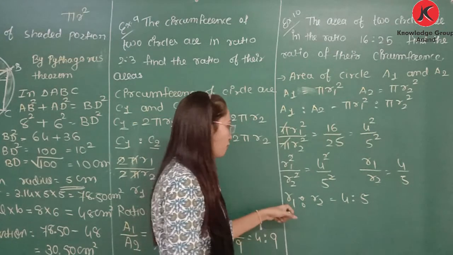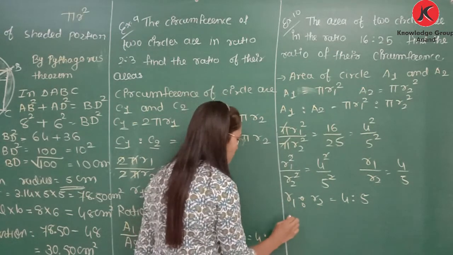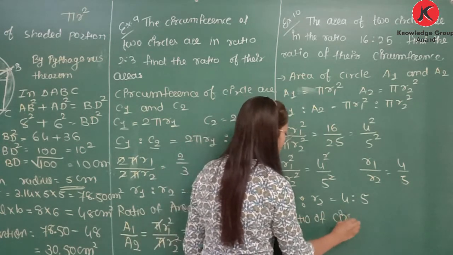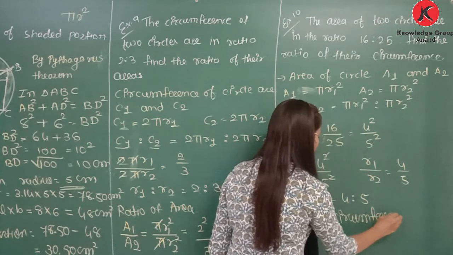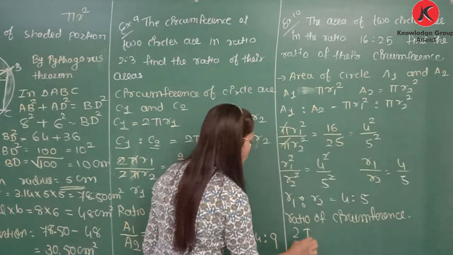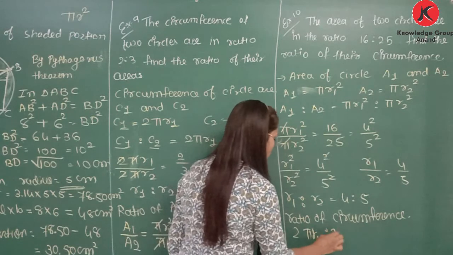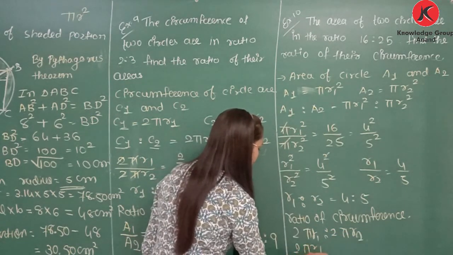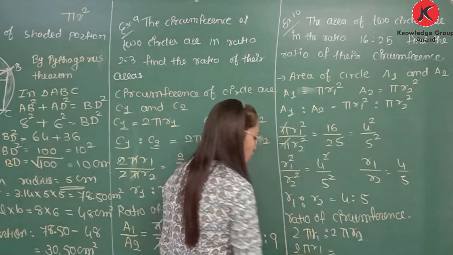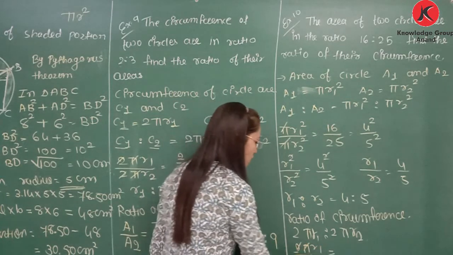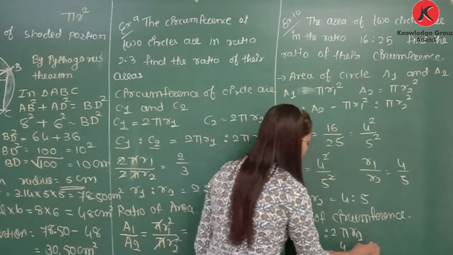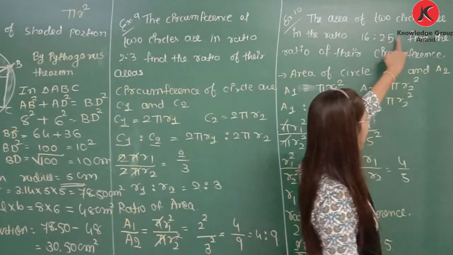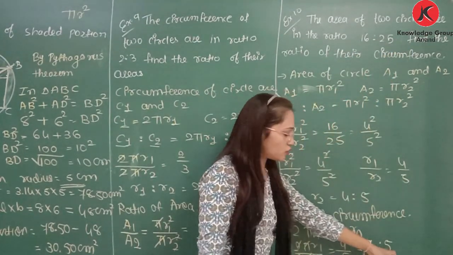Now we have the values of r1 and r2. So what will be the circumference ratio? The ratio of circumferences, that is 2 pi r1 to 2 pi r2. So 2 pi r1 divided by 2 pi r2. Pi cancels, 2 cancels. r1 is 4, r2 is 5. So it is 4:5. So if the area ratio is 16:25, then the circumference ratio is 4:5.